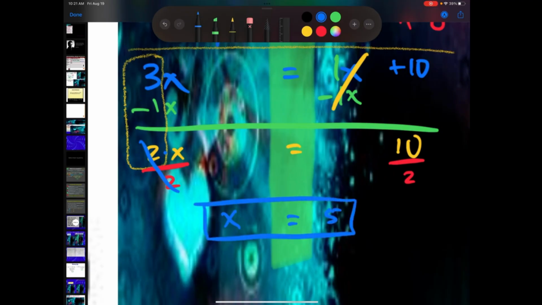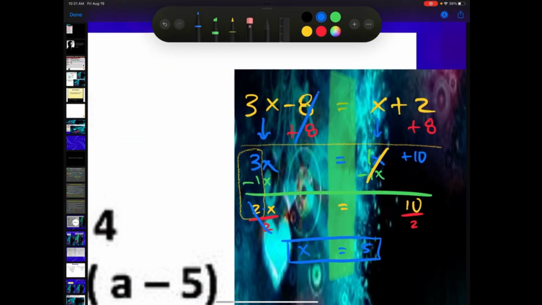How does X equals 5 mean that it's balanced? If you put in 5 here for X, on the right side, that would be 5 plus 2, which would be 7. If you put it on the left side, 3 times 5 is 15. 15 minus 8 is 7. 7 equals 7. That is balanced or equal.